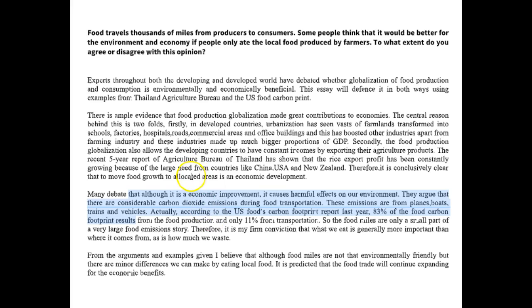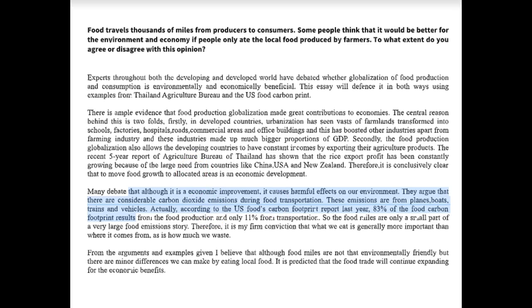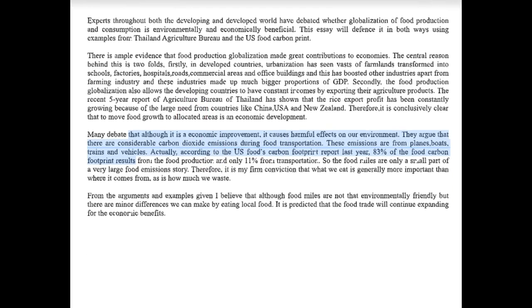This essay confused me in a lot of different ways. I felt it was disjointed. I felt like there were some problems as far as the coherence and cohesion is concerned. So I want you to look at it again to kind of link everything together better. I don't know if we went over this. Let me read it one more time. From the arguments and examples given, I believe that although food miles are not that environmentally friendly, there are minor differences we can meet by eating local food. It is predicted that food trade will continue expanding for the economic benefits.